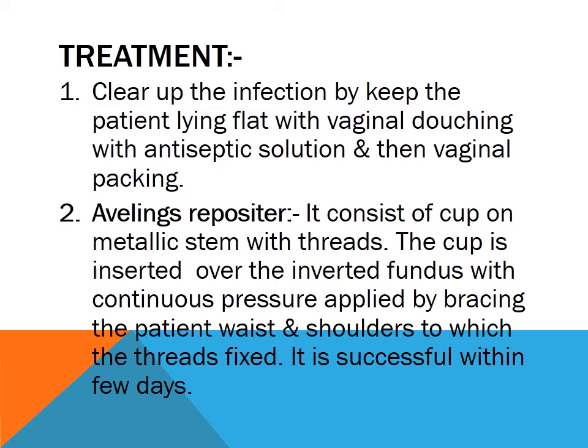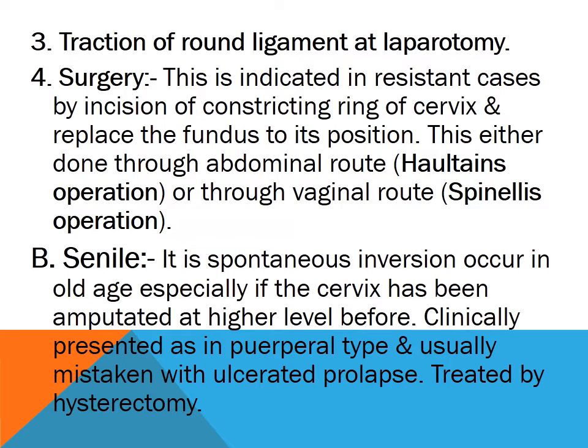It consists of a cup on a metallic stem with threads. The cup is inserted over the inverted fundus with continuous pressure applied on it by bracing the patient's waist and shoulders, to which the threads are fixed. It is successful within a few days. It can also be corrected by traction of the round ligament at the time of laparotomy.